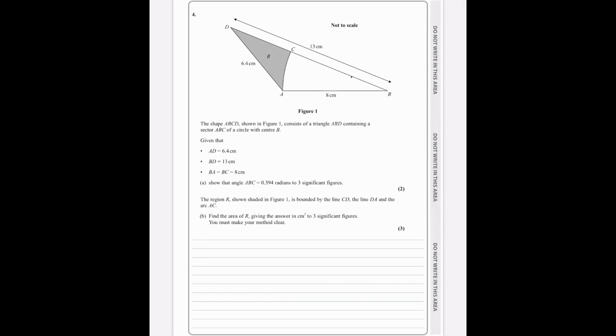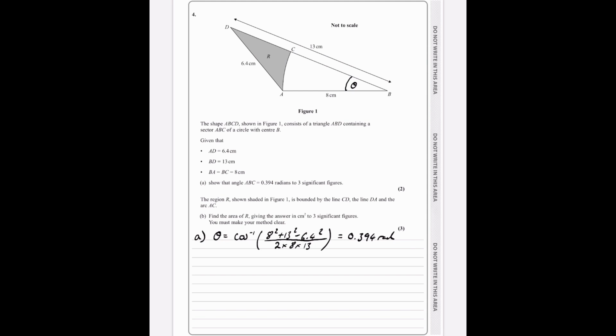All right, question number 4. We can use the cosine rule to find the missing angle. That's on the triangle ABD. So the angle finding version of the cosine rule will be cos A equals b squared plus c squared minus a squared, over 2bc. Inverse cos of both sides, and we can jump straight to the angle. So our angle here will be inverse cos of (8 squared plus 13 squared minus 6.4 squared) all over 2 times 8 times 13. And that comes out, of course, as 0.394 radians.